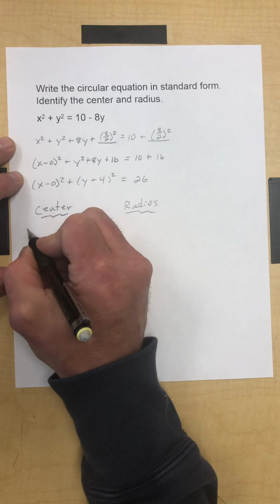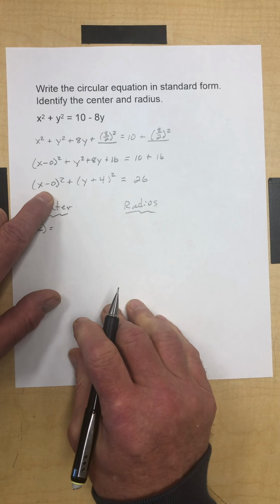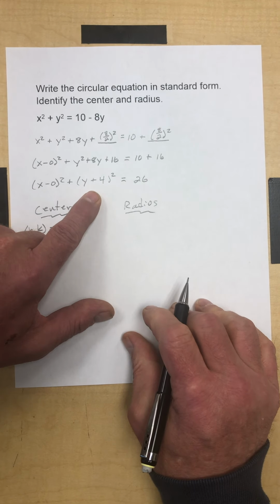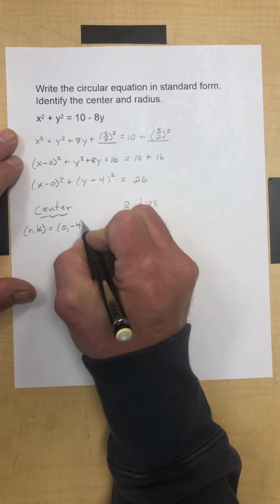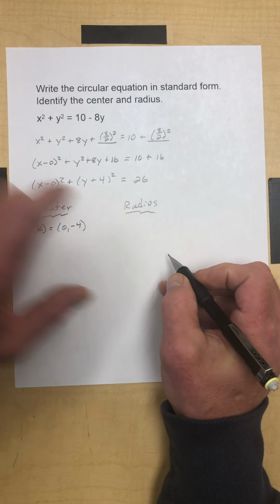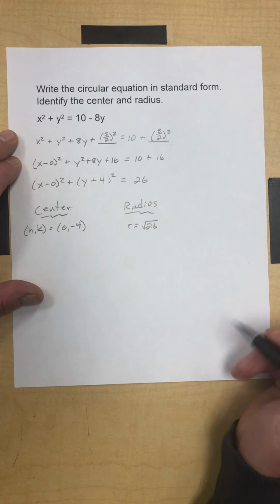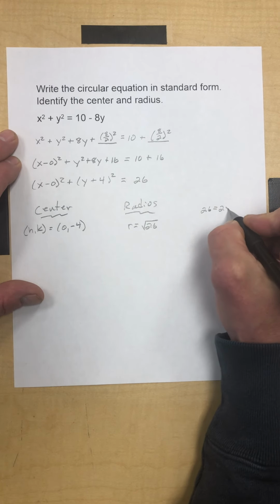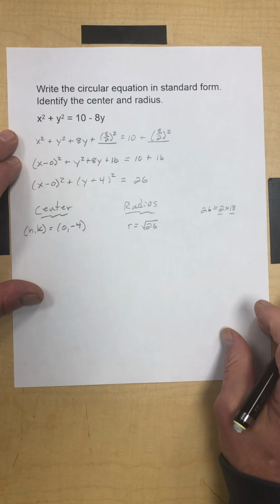Okay, so let's see my center, my h, k. Well, it's x minus h, so h is 0. And y minus k, so this would be y minus a negative 4, so k is negative 4. Radius is the square root of this guy. And radical 26, well, 26 is 2 times 13, and both of those factors are prime, so radical 26 is in simplest radical form. Okay, so we're good there.